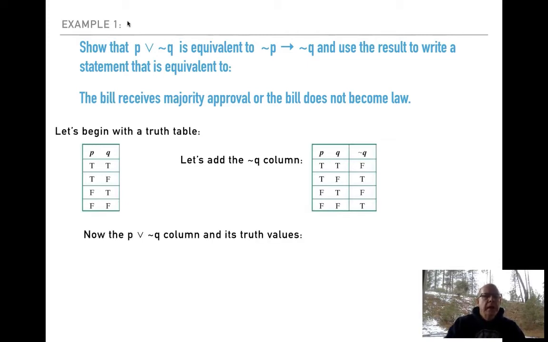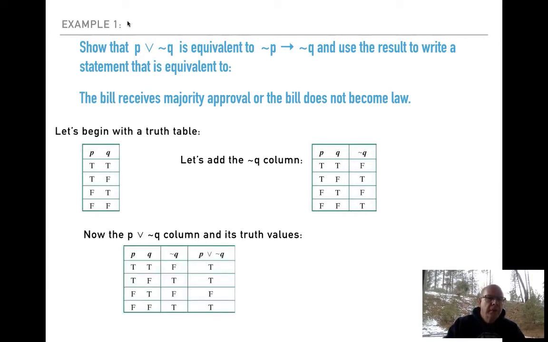Okay? Now we're going to create the P or not Q column and its truth values. Now, if you go back to what we've been doing and look for the OR truth table, that's what we're applying here. So we're going to go back to the OR truth table and apply it to this. And so we're going to take the very first column, P, and we're going to take the third column, not Q, and we're going to use the OR truth table to combine those. Okay? And so if we do that, that's the truth table that comes out.